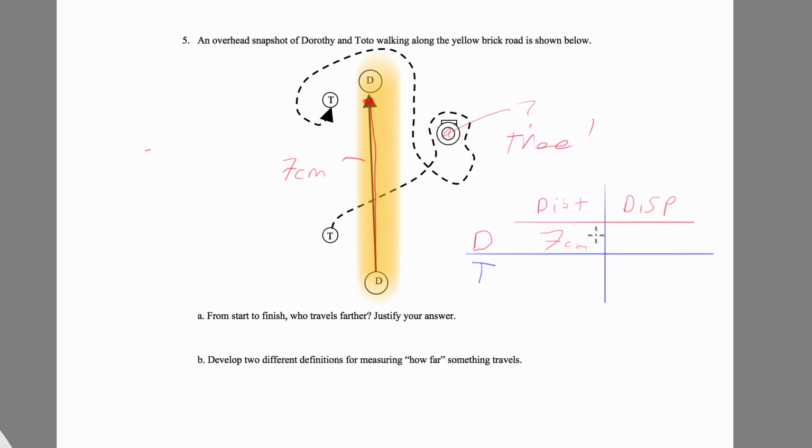Because if you asked her how many steps she took, she said 7 centimeters on the map, maybe in real life it was way more than that. And the displacement is the same, because she only went one direction. Now Toto, we'll see, is different.